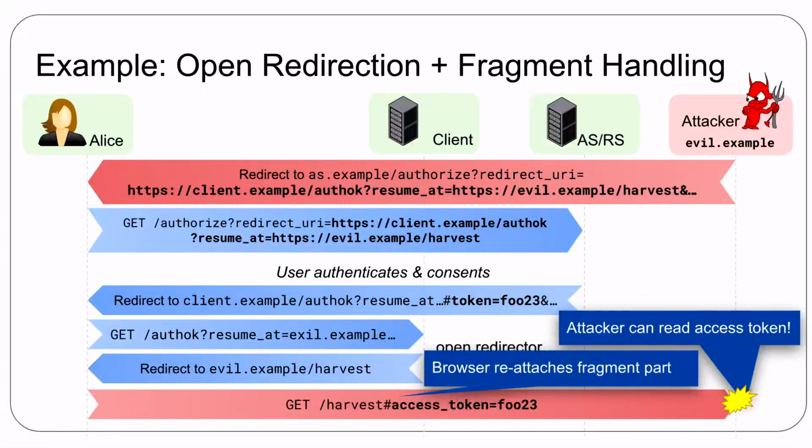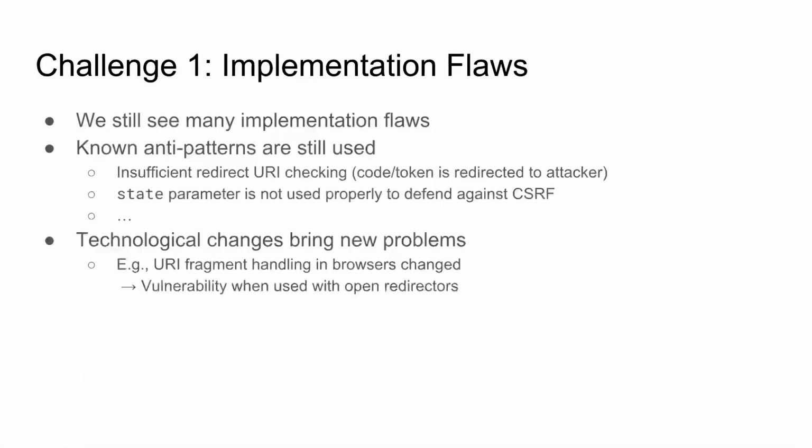Well, in 2012, this didn't happen, because in 2012, the browser would not have reattached that fragment part to the URI after the location redirect. So this is an example of how technology changed and made a protocol that used to be more secure less secure. So technological changes can cause implementation flaws.